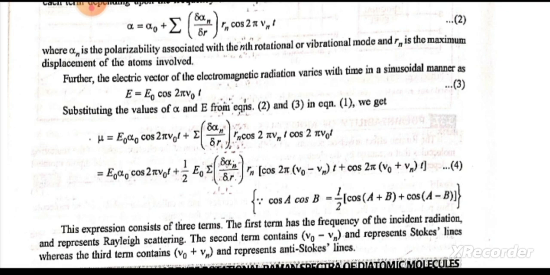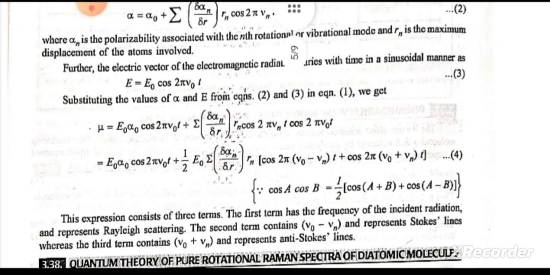This expression consists of three terms. The first term has the frequency of the incident radiation and represents the Rayleigh scattering. The second term contains v naught minus v n and represents the Stokes line, and the third term contains v naught plus v n and represents the anti-Stokes lines.